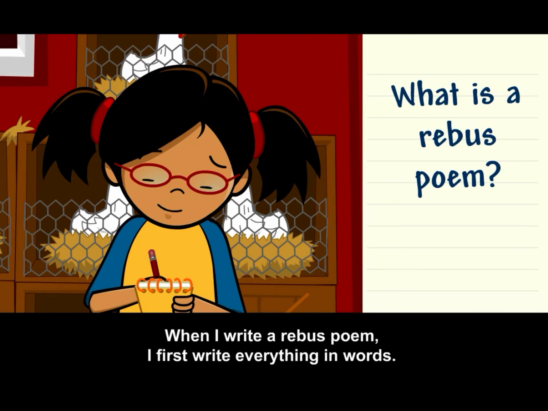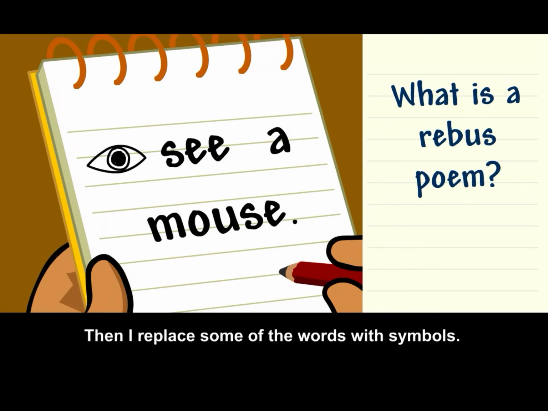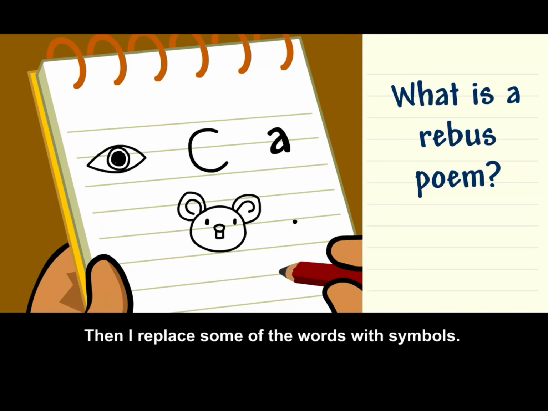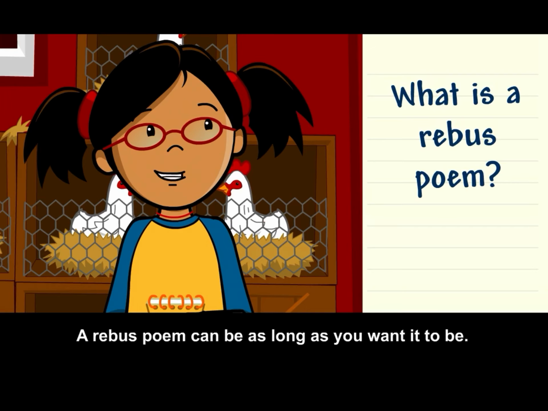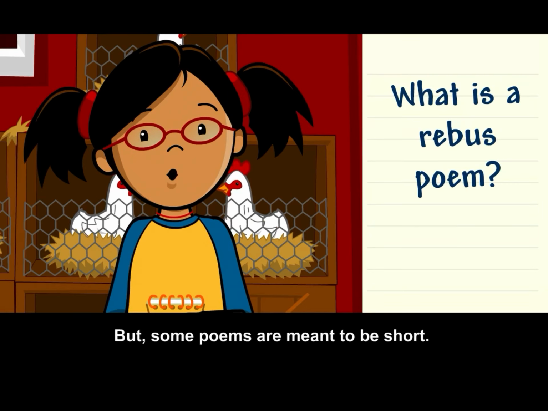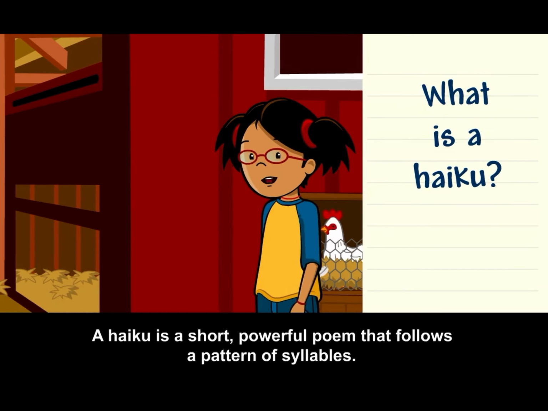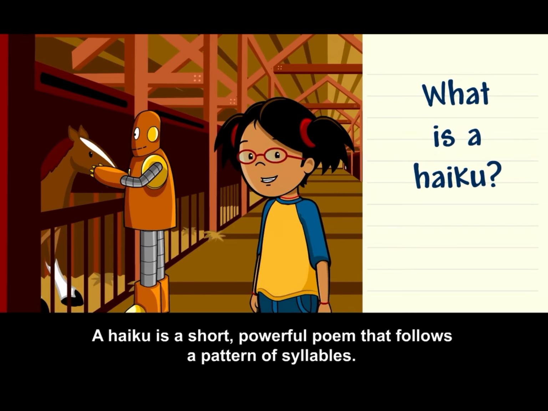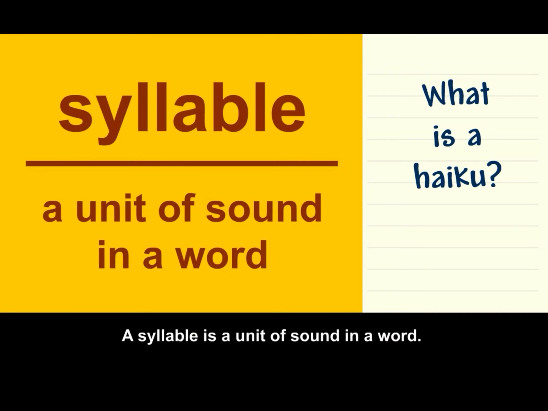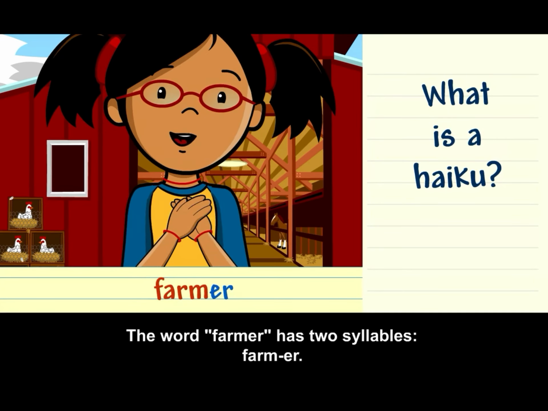When I write a rebus poem, I first write everything in words. Then I replace some of the words with symbols. A rebus poem can be as long as you want it to be, but some poems are meant to be short. What is a haiku? A haiku is a short, powerful poem that follows a pattern of syllables. A syllable is a unit of sound in a word. The word farmer has two syllables, farm-er.